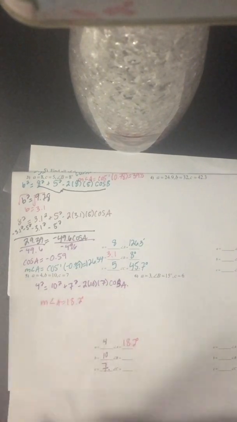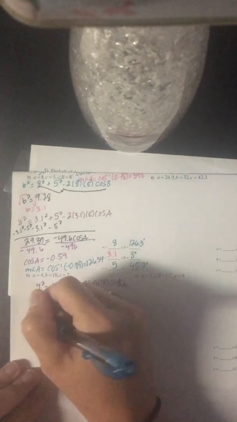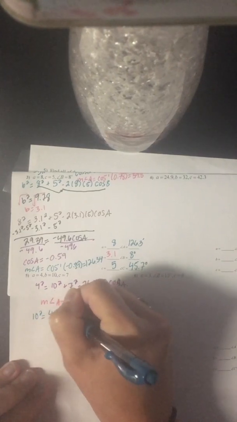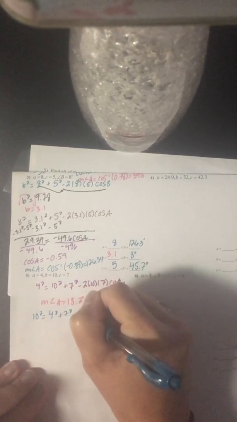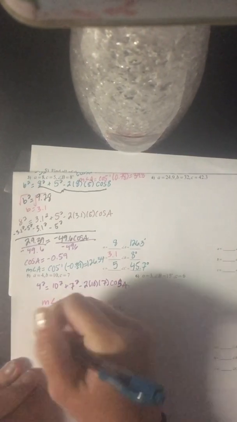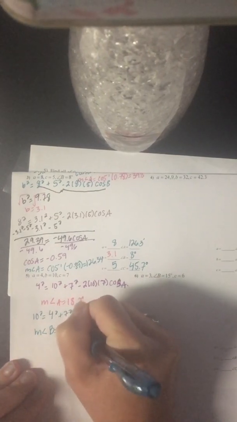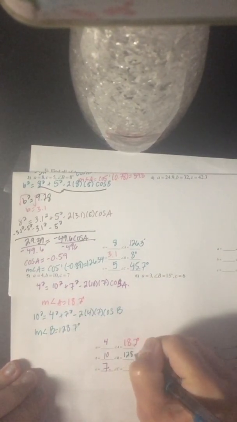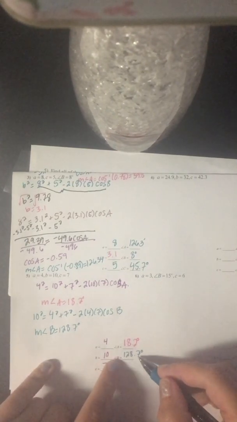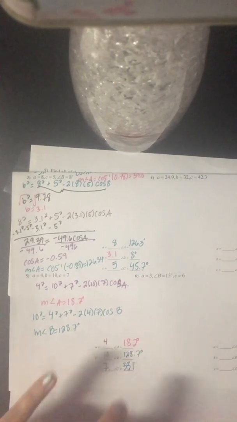And then we would have to repeat this process to find angle B. So we're going to use the second formula, which would be 10 squared is equal to 4 squared plus 7 squared minus 2 times 4 times 7 times the cosine of B. And that would give us the measure of angle B to be 128.7 degrees. And the measure of angle C after subtracting 18.2 and 128.7 from 180, we'll get 33.1 degrees.